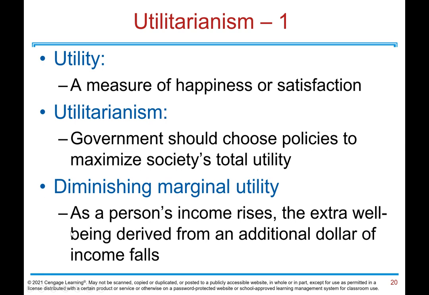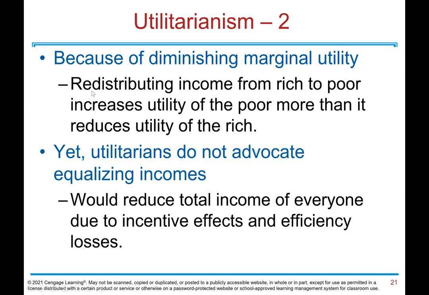Diminishing marginal utility. As a person's income rises, the extra well-being derived from an additional dollar of income falls. Because of diminishing marginal utility, redistributing income from rich to poor increases the utility of the poor more than it reduces the utility of the rich. Yet, utilitarians do not advocate equalizing income because it would reduce total income of everyone due to incentive effects and efficiency losses.